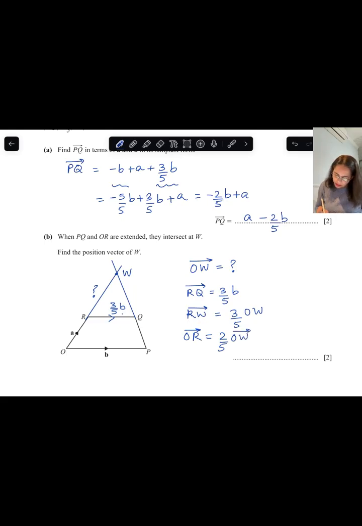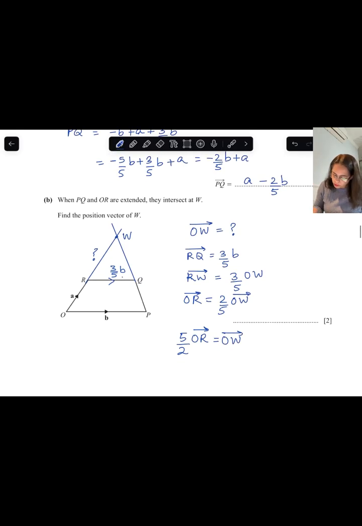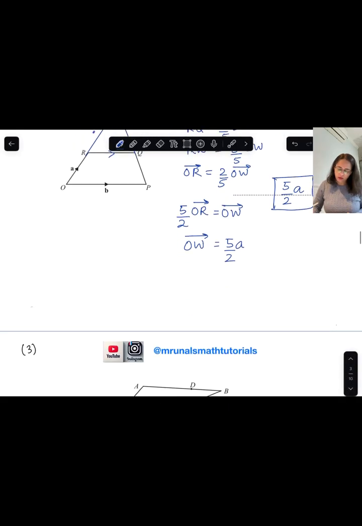What does that mean? It means that if you cross multiply, 5/2 times OR is going to be my OW, right? So OW is going to be 5/2 times A. So this is going to be 5/2 times A. That's your final answer. All right. Let's move on to question number 3.